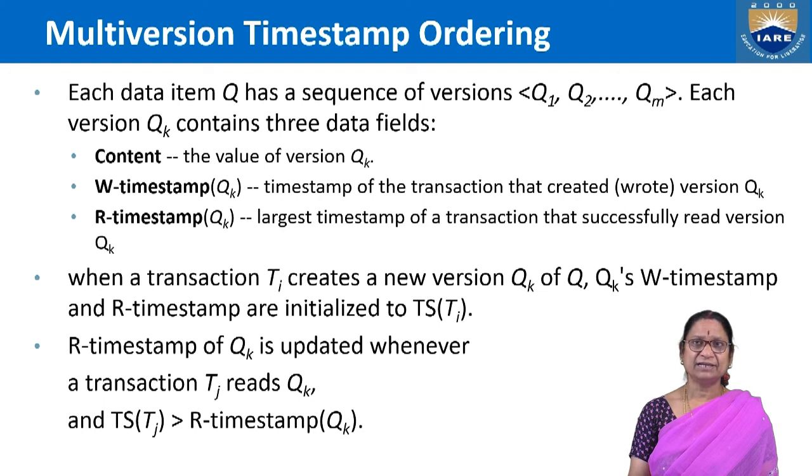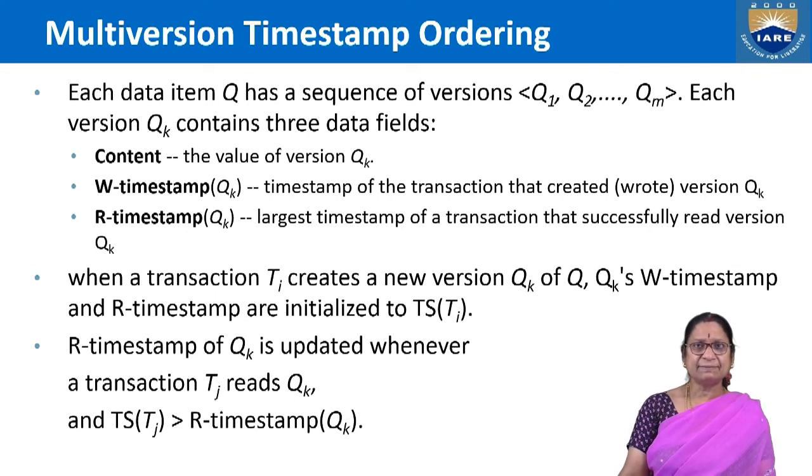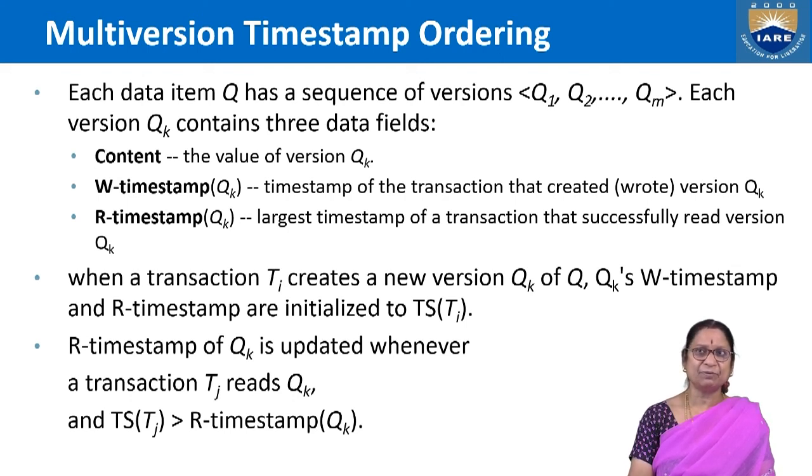In case of timestamp ordering, let us assume that Q has a sequence of versions Q1, Q2, etc., Qm. Each version Qk contains 3 data fields: content, that is the data value of Q, write timestamp of Q, and read timestamp of Q. Write timestamp of Qk means the timestamp of the transaction that creates or writes Qk into the database. Read timestamp means the largest timestamp of the transaction that successfully read the version Qk. When a transaction Ti creates a new version Qk of Q, then Qk's write timestamp and read timestamp are initialized with the transaction timestamp only.